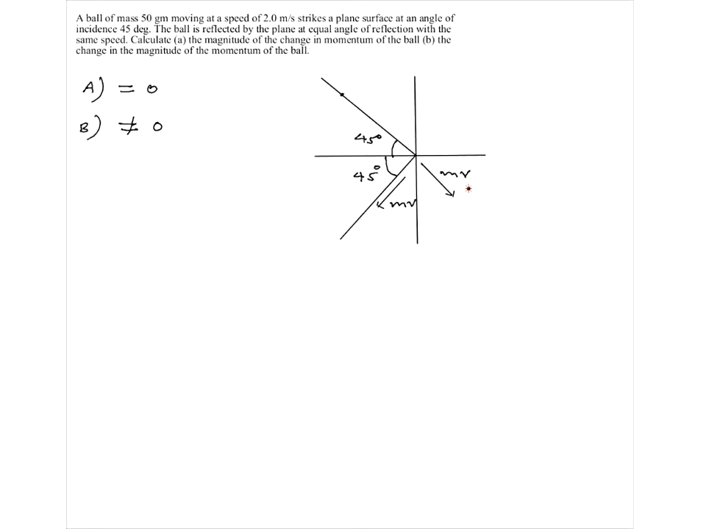When you want to subtract vectors, you can take components. So this mv will have two components. One here and the other here. mv cos theta. Whether I say sin theta or cos theta, if theta is 45, it would not matter. mv by root 2, mv by root 2. This pi will have two components.